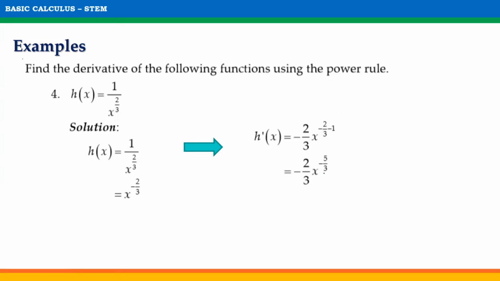To make this negative exponent positive, we will get its reciprocal. So we will have negative 2 over 3 x raised to 5/3. And remember that x raised to 5/3 is equal to cube root of x raised to 5. Thus, the final answer will become negative 2 over 3 cube root of x raised to 5. And simplifying cube root of x raised to 5, we will have negative 2 over 3x cube root of x squared.